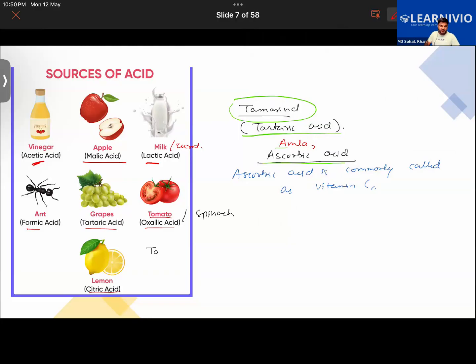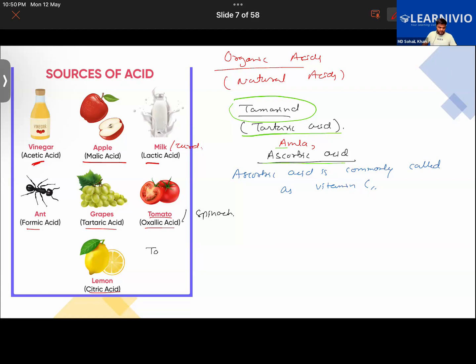All these different types of acids that you are seeing here, we are calling them organic acids. In other words, they are natural acids. Do we have to prepare them in the lab? Obviously, no. They simply occur in nature.